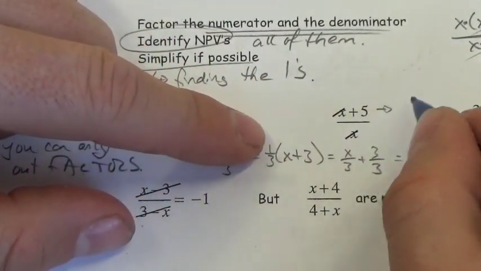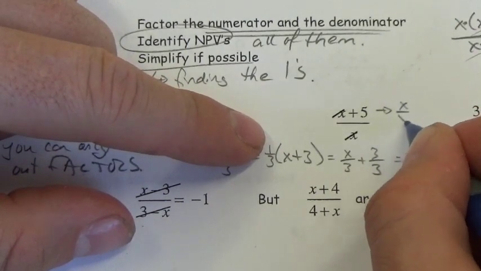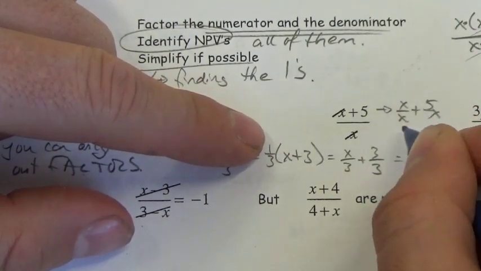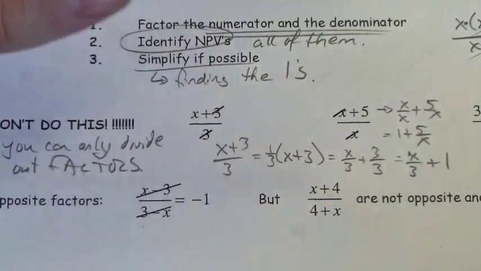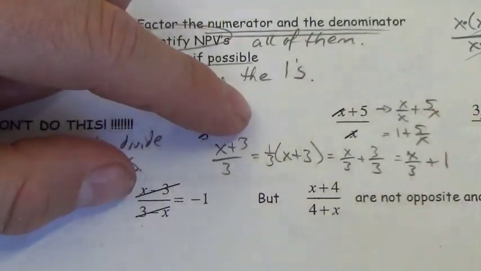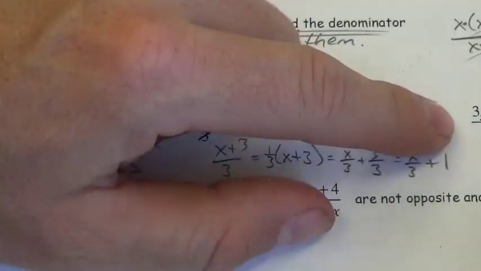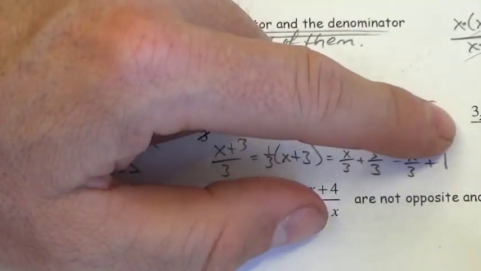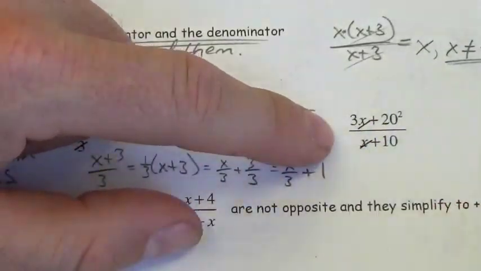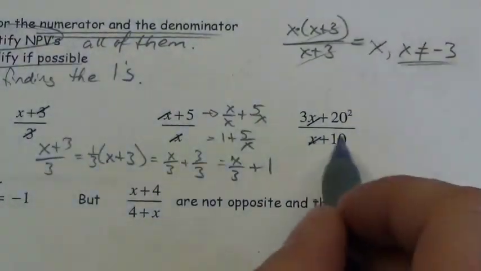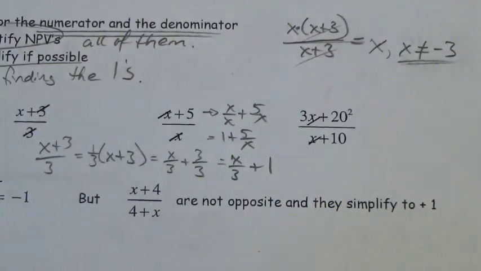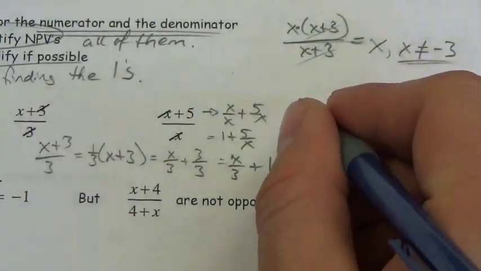What I could have done was made this x over x plus 5 over x. And so this is 1 plus 5 over x. I could have done that, but you can't just cancel the x's out. And then again, the same thing here. Now this is even more complicated, because there's binomials in the numerator and denominator. So you really can't just cancel those pieces out here.